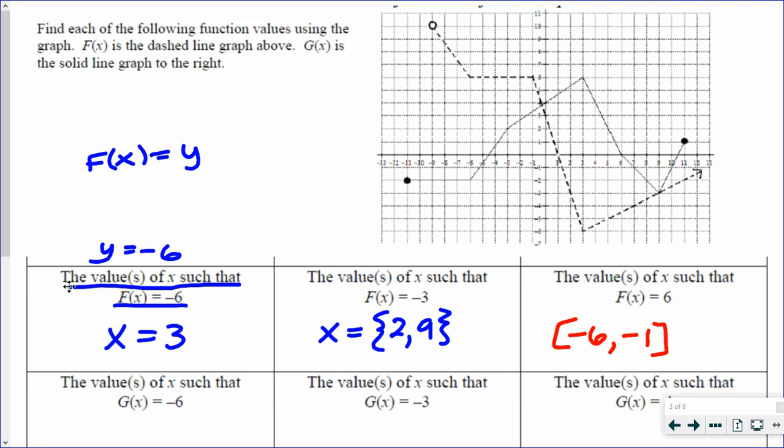So now we want to find the values of x such that g of x equals negative 6. So again, the idea is I'm going to draw a horizontal line at negative 6, and this time I'm looking for where the solid graph intersects that horizontal line, and I'm actually noticing that it doesn't. So we can just say none or no such values of x. Or this is also a case where you might use the null set, the symbol for the null set or empty set.